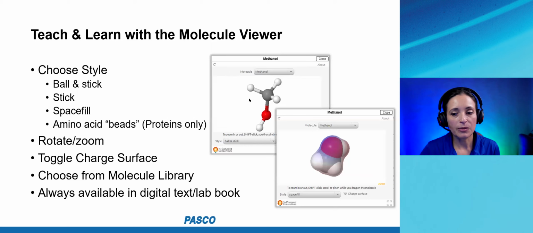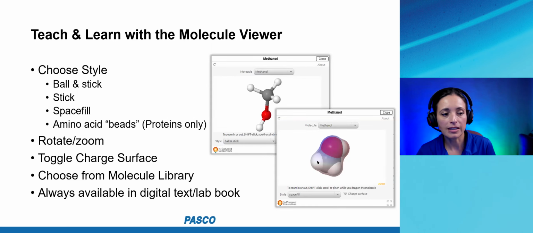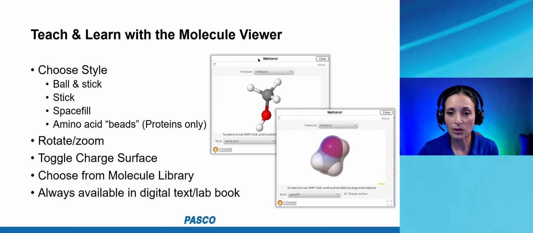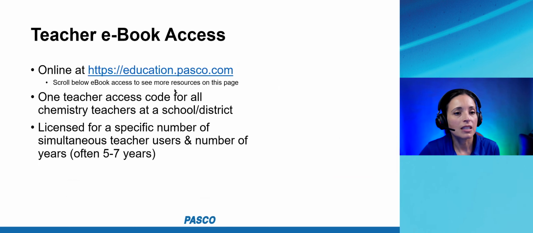Now, we talked about the molecule viewer. There is an amino acid beads option to look at large molecules like proteins. There are nucleic acids in there; there's a biochemistry chapter, so that's why that's in there. We talked about charged surfaces and the molecule library. You can change molecules from the drop-down menu. And again, you can access that either in the textbook or in the lab book at any time.